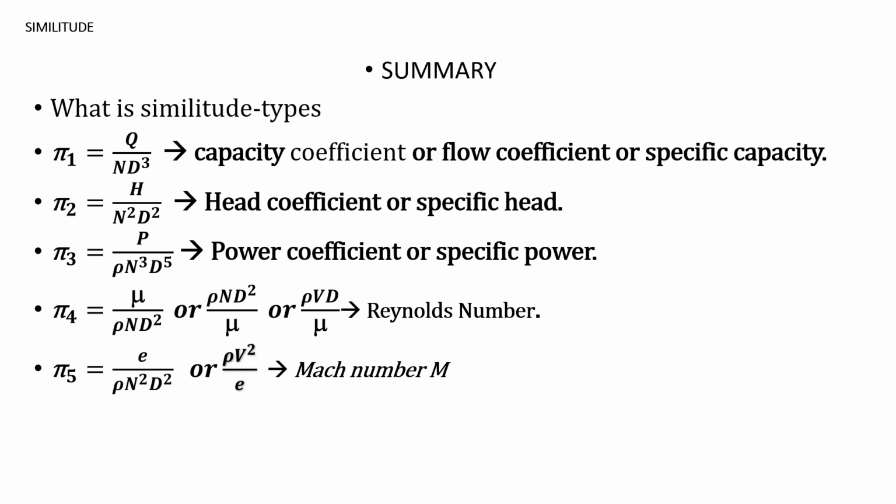So basically we got five pi terms. The first one is Q by N D cube, which we call the capacity coefficient. The second one is H by N square D square, which is called the head coefficient. The third one is P by rho N cube D raised to 5, which we call the power coefficient. The fourth one is the Reynolds number, and the last one is the Mach number.